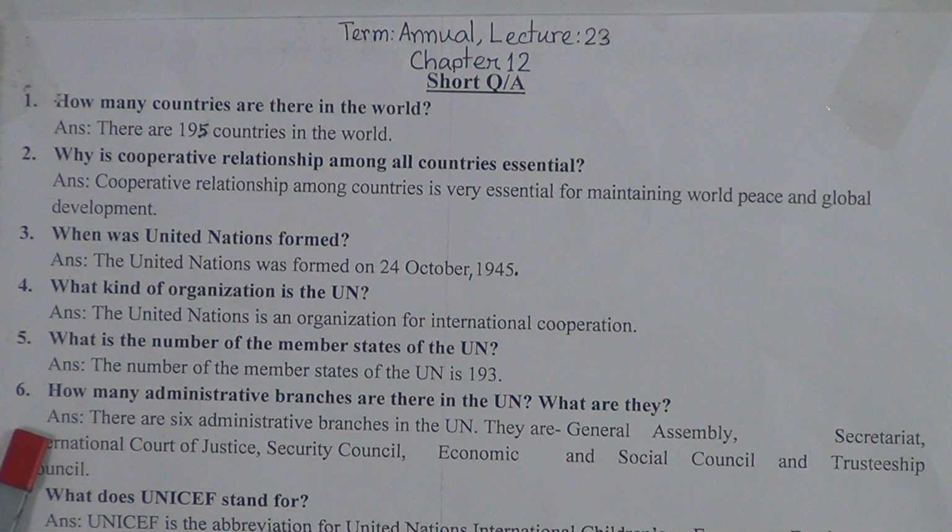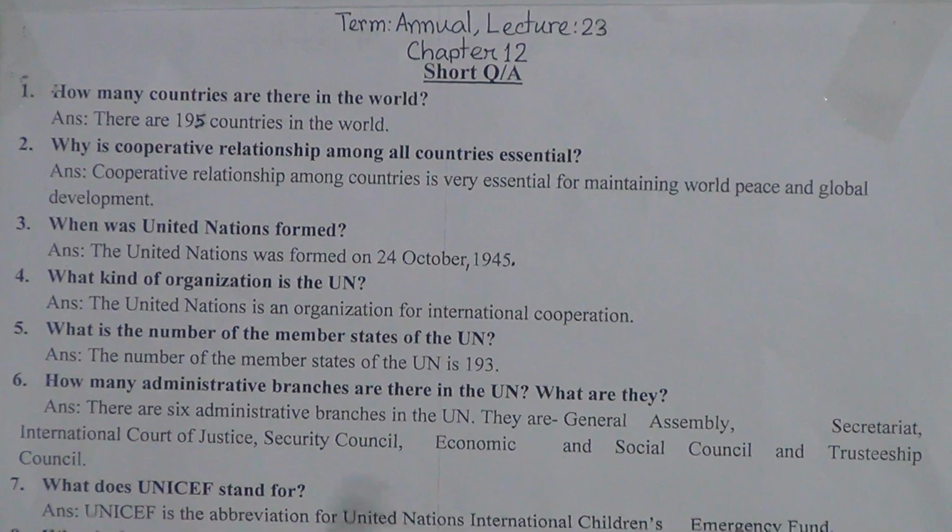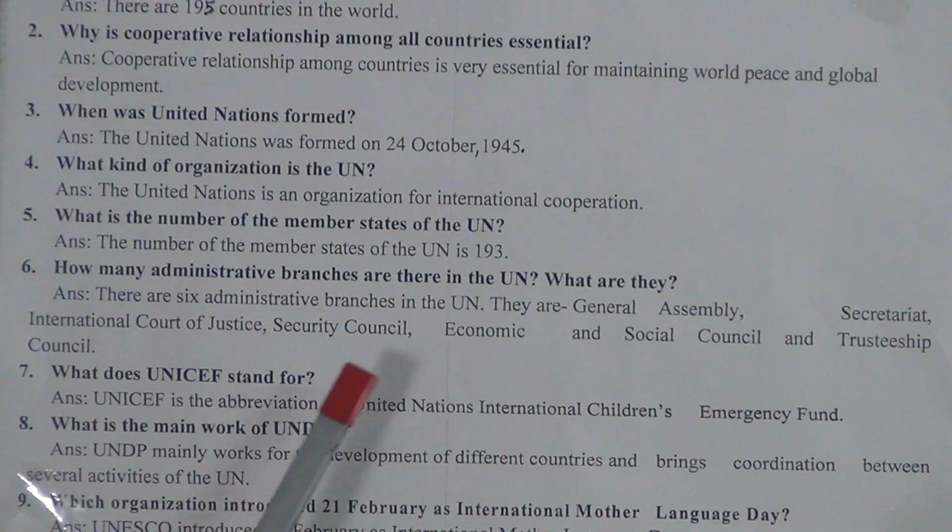Now number 6, how many administrative branches are there in the UN or United Nations? What are they? And you all know that there are 6 administrative branches and 6 development branches. So the answer is there are 6 administrative branches in the UN or United Nations, and they are General Assembly, Secretariat, International Court of Justice, Security Council, Economic and Social Council, and Trusteeship Council. So all of you will memorize the names of these branches.